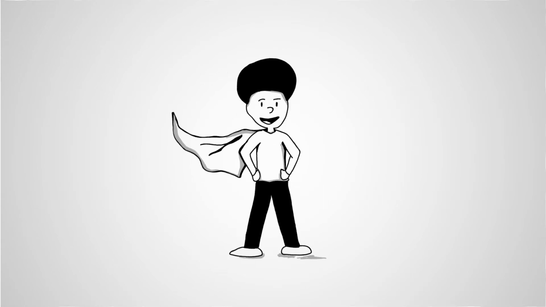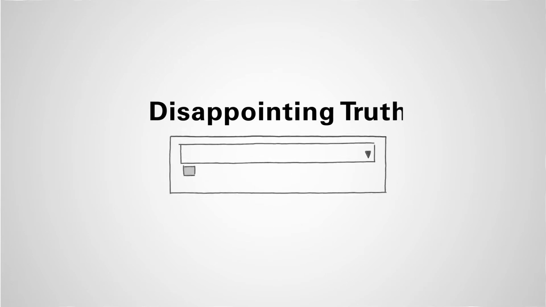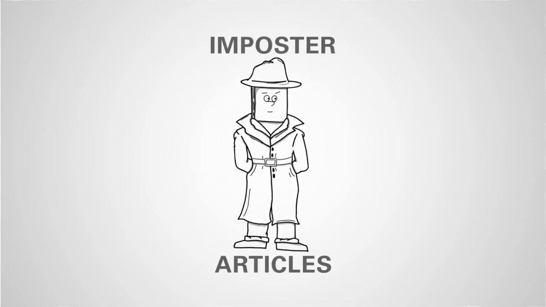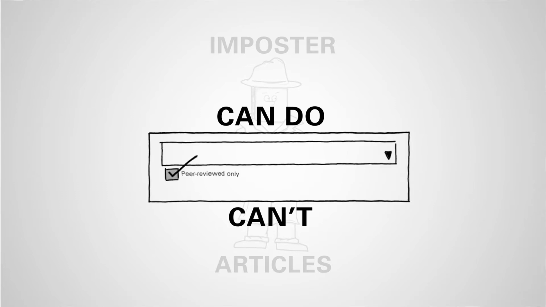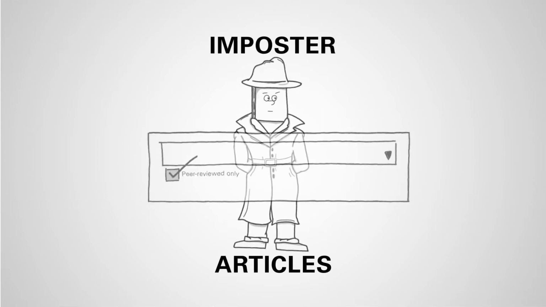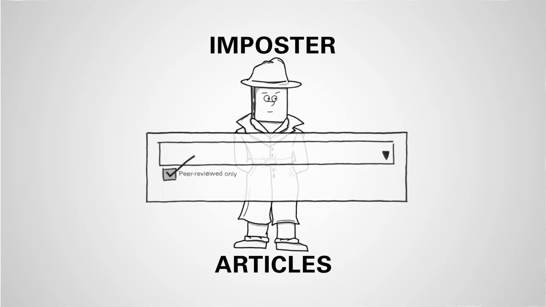But maybe too easy. The disappointing truth is that the peer review button is not the easy button of our academic dreams. There are many imposter articles that the search filter cannot detect. A little peek behind the scenes can help us understand what this peer review button can do and what it can't, and how those imposters are able to slip through the filter and end up in our results list.